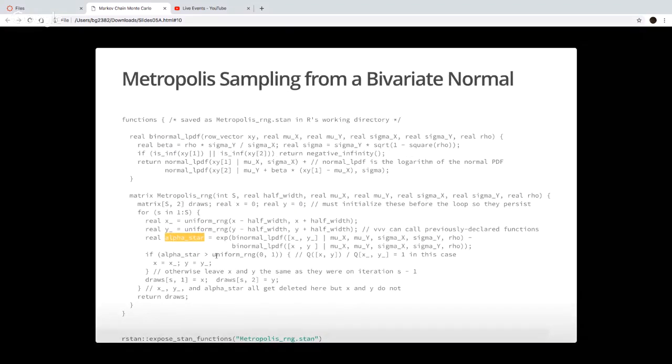I check whether alpha star is greater than a realization from a standard uniform distribution. If so, I change X to X underscore and Y to Y underscore. If not, I just leave X and Y the same as they are and go on to the next iteration of the loop. Irrespective, I'm going to store X and Y in the sth row of my matrix, and then when I'm done, I'm going to return that S by 2 matrix of draws from the distribution that I told it to draw from using this Metropolis process.